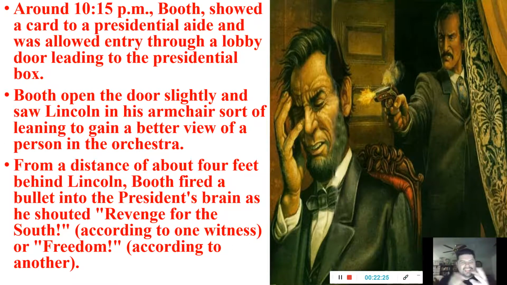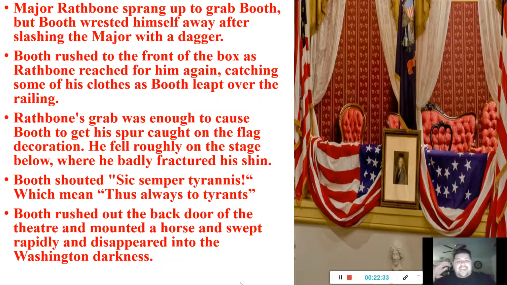Okay, at this point, there's a couple variations, but then it comes back to something everyone agrees on, which is coming up next. Major Rathbone lunges forward and grabs Booth. Now they're fighting a little bit, wrestling, going back and forth. Booth is able to get his hand down and takes a dagger and slices Major Rathbone across the arm. Major Rathbone kind of falls back, right?